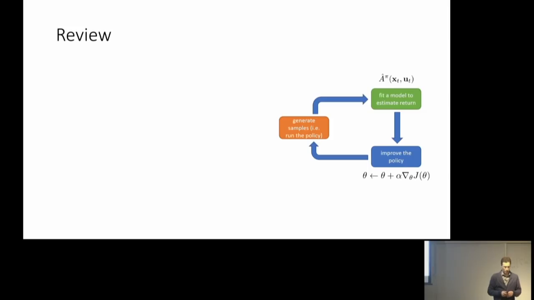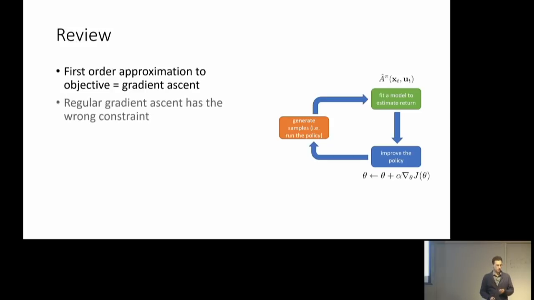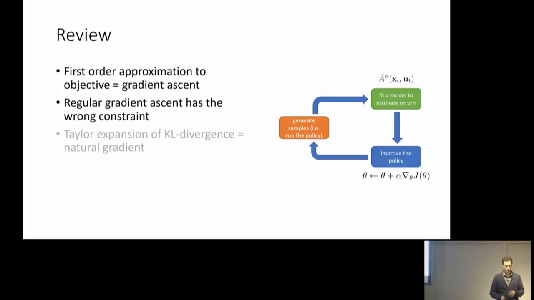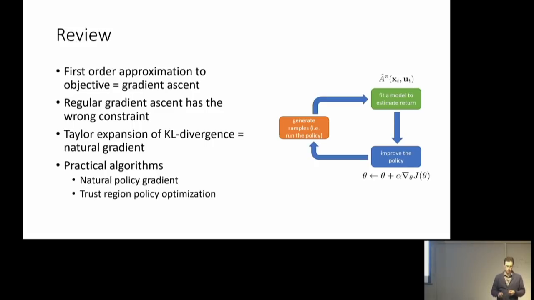Okay, so to review, we talked about how the first order approximation to the objective gets you this gradient descent thing. Regular gradient ascent has the wrong constraint. It has just the quadratic constraint on the parameters, but a Taylor expansion of the KL divergence gives you the natural gradient. And then we talked about some practical algorithms that make use of this idea, like natural policy gradient, trust region policy optimization, and proximal policy optimization.